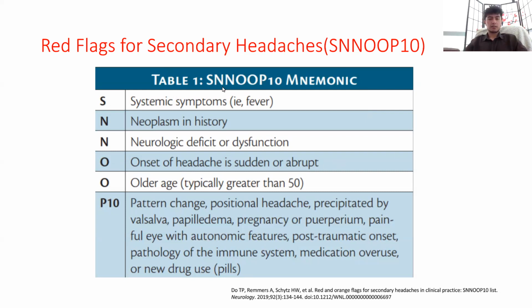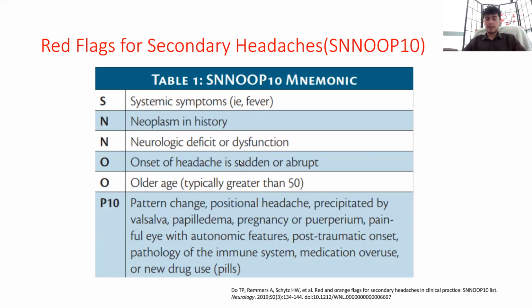S for systemic symptoms such as fever, and neoplasm in history, like you can think vestibular schwannoma or cerebellopontine angle tumor, for example. And neurologic deficits or dysfunction, because if a patient presents with headache and it has neurologic deficit or dysfunction, maybe it can be a stroke or any neurologic disease.